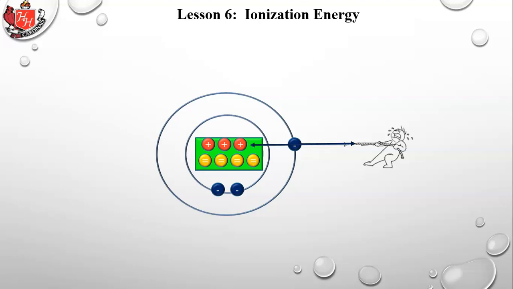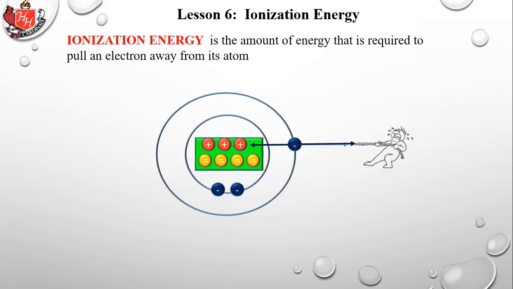Okay, the concepts we're dealing with today are really important. These are vocabulary terms that you need to become really familiar with. Ionization energy is one you're going to hear almost every day in the class. So ionization energy is the amount of energy that's required to pull an electron away from its atom.